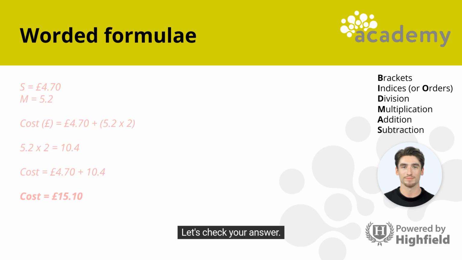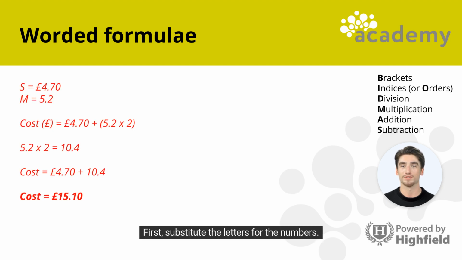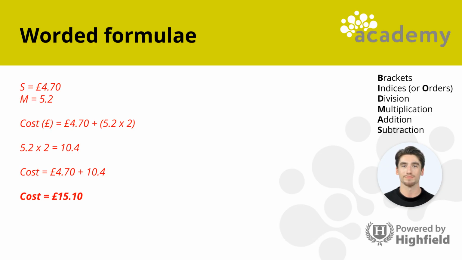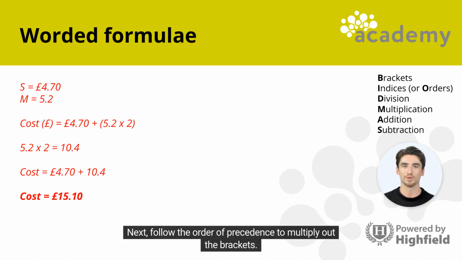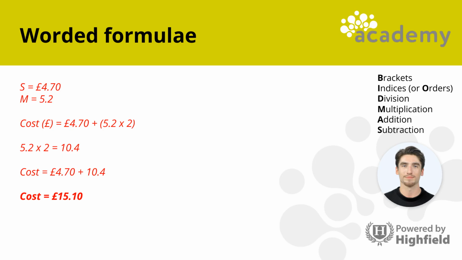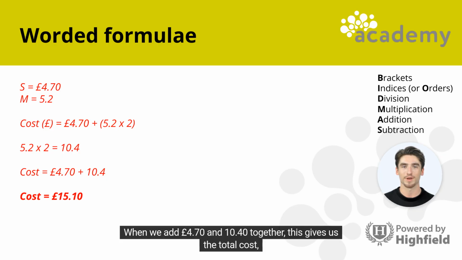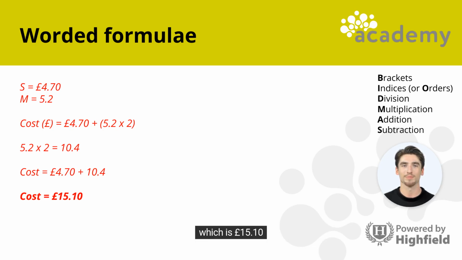Let's check your answer. First, substitute the letters for the numbers. Cost equals £4.70 plus 5.2 multiplied by 2. Next, follow the order of precedence to multiply out the brackets. 5.2 multiplied by 2 equals 10.4. When we add £4.70 and £10.40 together, this gives us the total cost, which is £15.10.